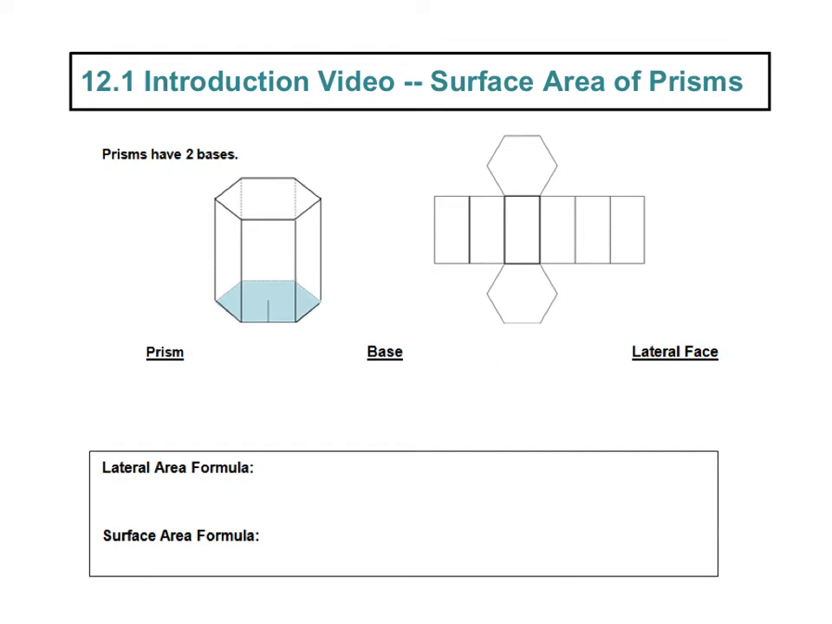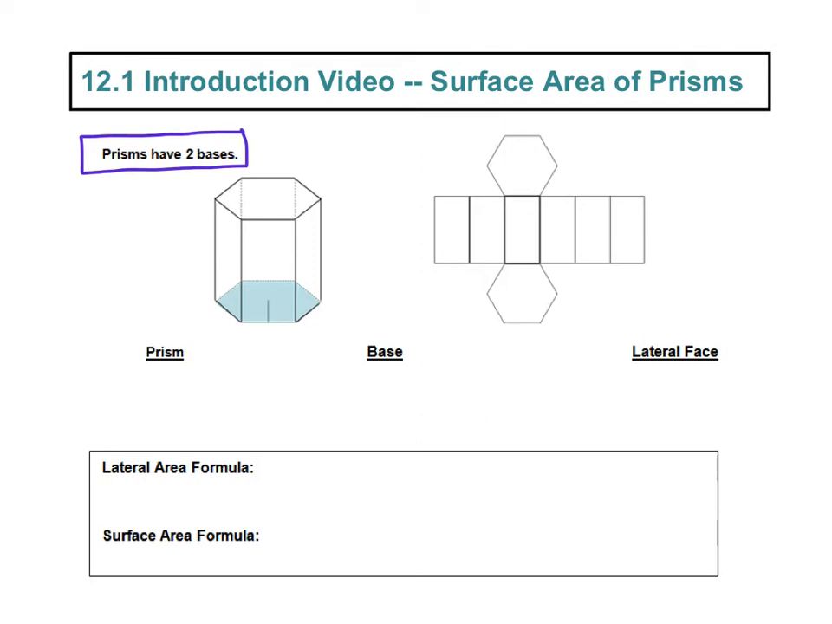Alright, so here we go with chapter 12. We are going to talk today about the surface area of prisms. Now, if you haven't seen prisms in a math class before, here is the number one most important thing to remember about prisms. Prisms are going to have two bases.